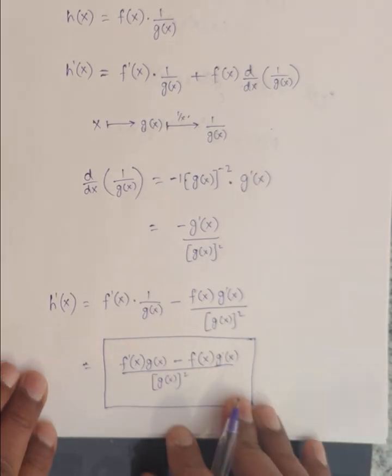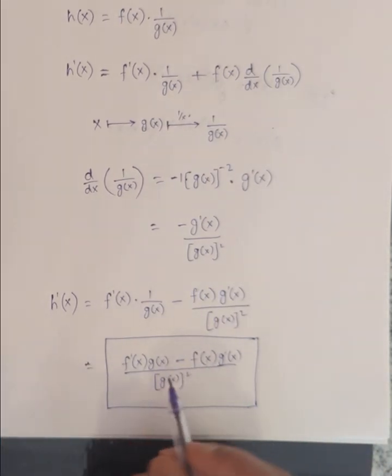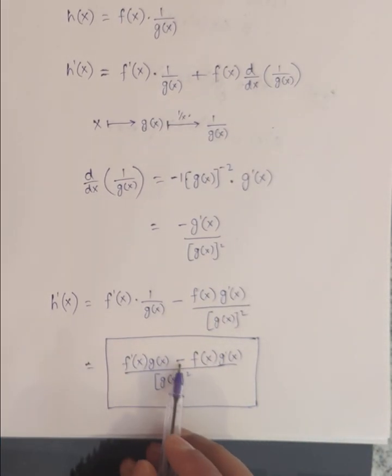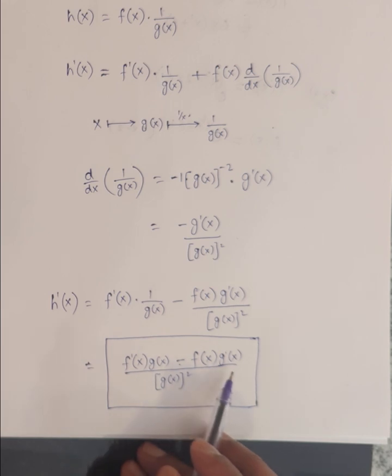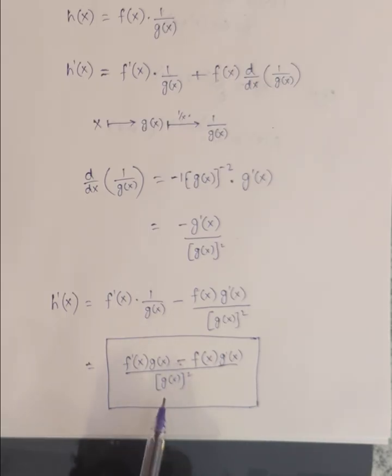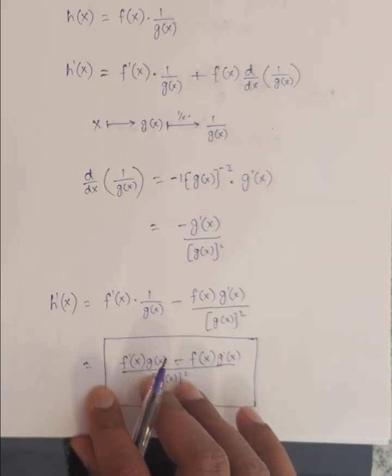Now I want to remind that in the product rule, this was a plus and there was no denominator. It was f prime x g of x plus f of x g prime x. So there are two changes. Plus is replaced with a minus, and then there is a denominator of g of x quantity square.